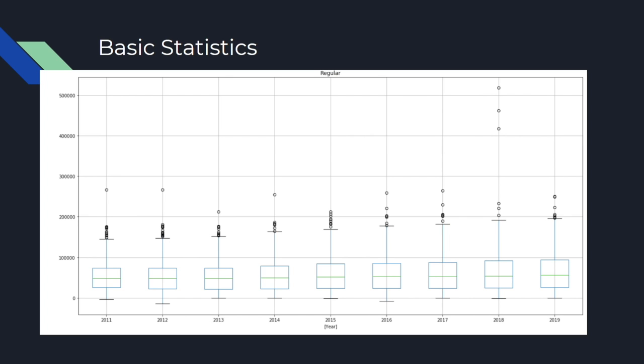This box and whisker plot shows the statistics for regular pay across the 9 years. As you can see, the 25th percentile and the outliers changed significantly, for the outliers at least. So the outliers, as you can see, it actually increased in that 1 year. It spiked in 2018, where there were 3 outliers that earned a lot more than the other employees. But the medians and the percentiles were actually fairly similar. So the median, which is the green line, stayed pretty consistent, as well as the percentiles themselves.